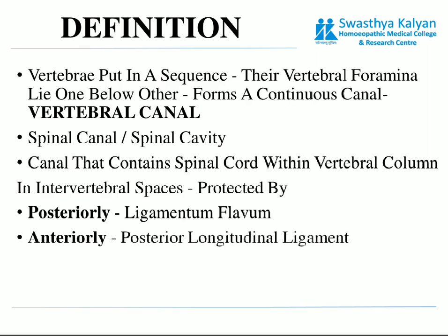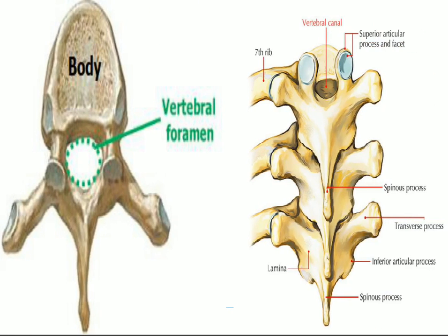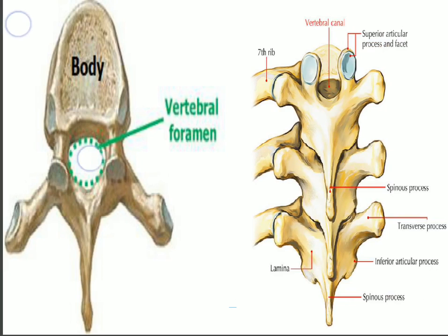In the intervertebral spaces, this canal is given protection by the following ligaments: posteriorly by the ligamentum flavum and anteriorly by the posterior longitudinal ligament. So in this figure, this is one of the vertebrae and this is the vertebral foramen. When the vertebrae are stacked one upon each other, the vertebral foramina together form a continuous canal, that is the vertebral canal.